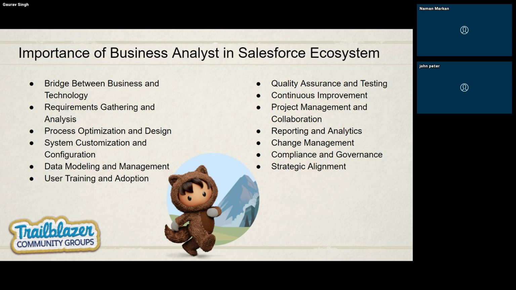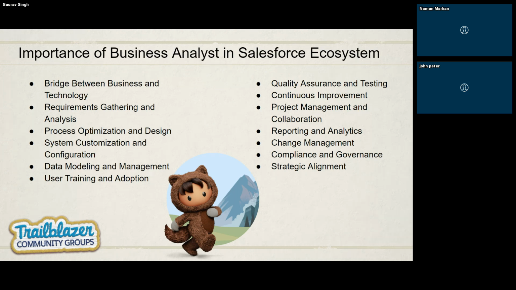Then we have process optimization and design. You have to optimize the process. Like I mentioned, you can automate certain things, you can improve the design. Then you have system customization and configuration. A BA has to understand the current system that the business, Nike, is using, first of all, and then transform it in such a way that it is more feasible, improved and efficient when it is implemented in Salesforce.